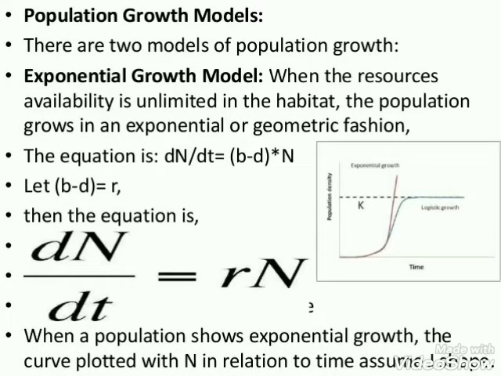r is an important parameter for assessing the impact of biotic and abiotic factors on population growth. In the exponential growth model, when N in relation to time is plotted on a graph, that means if we make the graph between N and t, the curve becomes J-shaped. So the exponential growth model gives the J-shaped curve.